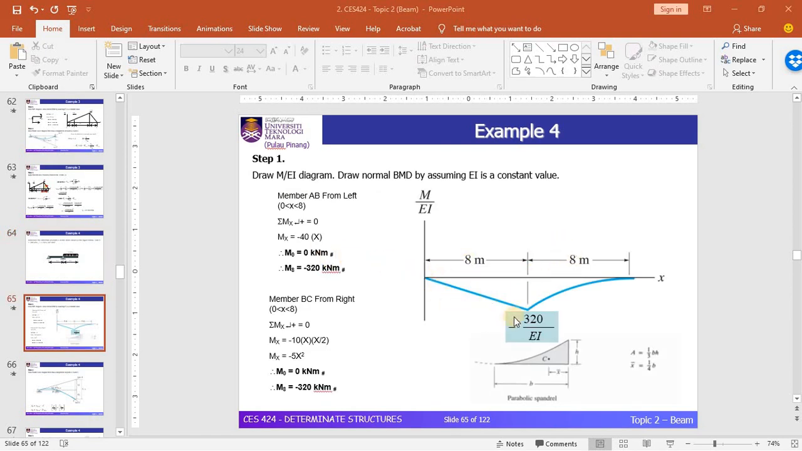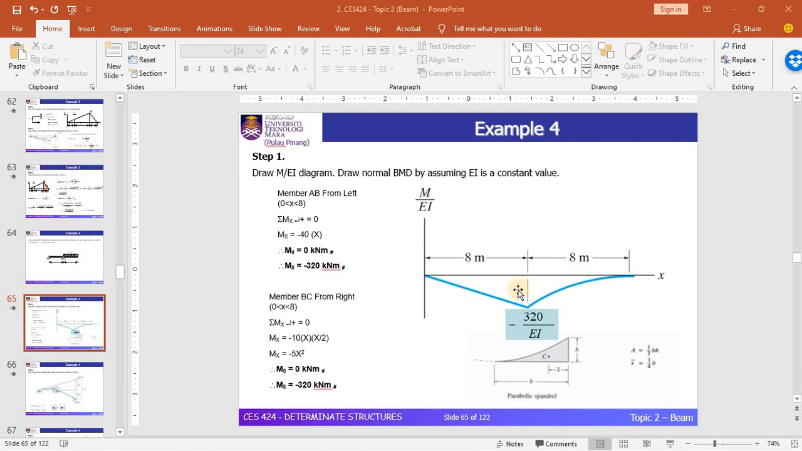Basically, this is the M/EI diagram. Based on the cut section method, you can simply get this diagram, so I don't want to discuss it in detail. But I want to highlight the shape of the M/EI diagram. You can see that we have two major shapes here, the triangle and the parabolic spandrel. You can get the centroid of this parabolic spandrel from statics, dynamics or solid mechanics books. Normally it's located at the front or back pages of the books.